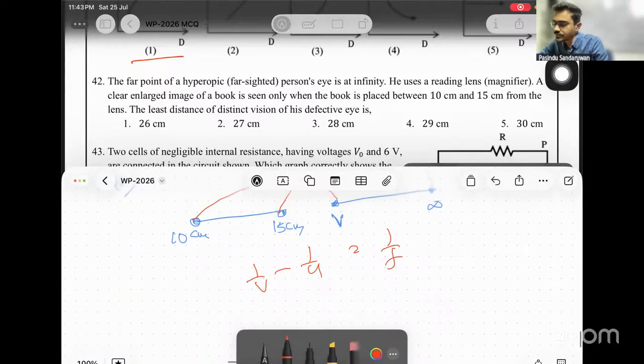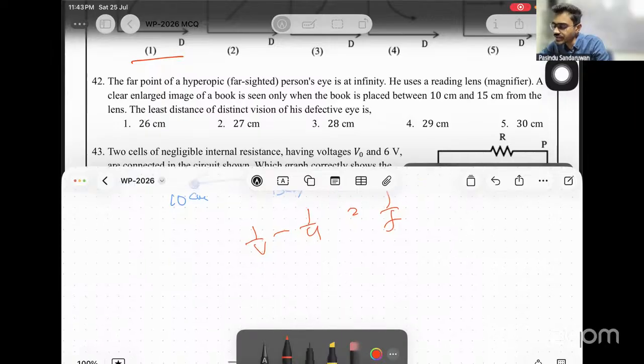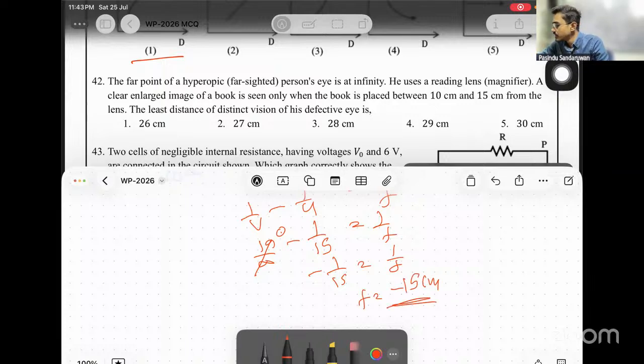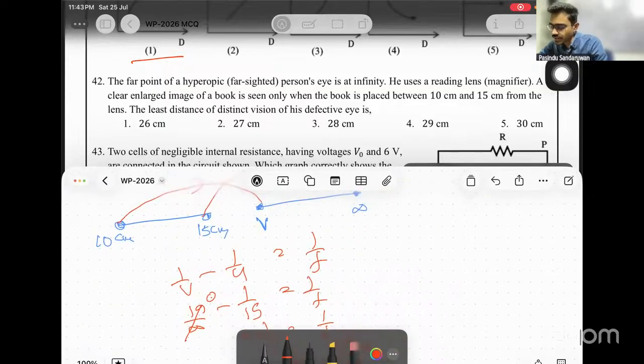Then 15 is taken to infinity. Object at 15 is taken to infinity. Image at infinity, object at 15: 1/infinity is 0, then minus 1/(-15)... so 1/f equals minus 1 over 15. Then f is 15, that's a convex lens of focal length 15.